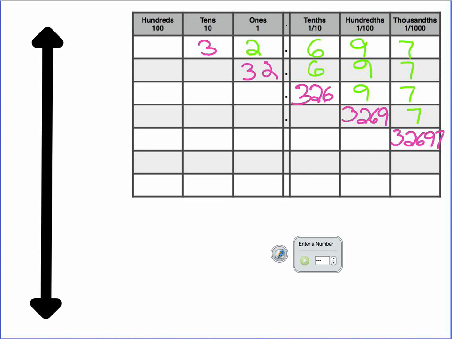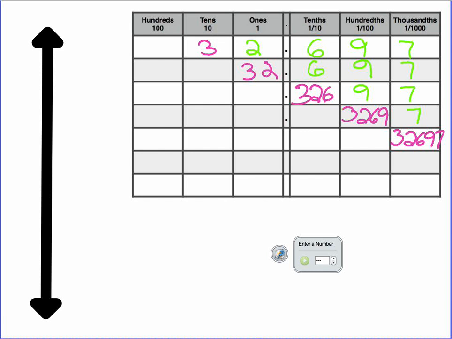Okay, I had a good question a minute ago about why we do this. What is that called? Decomposing. It's just another way for you to look at numbers.